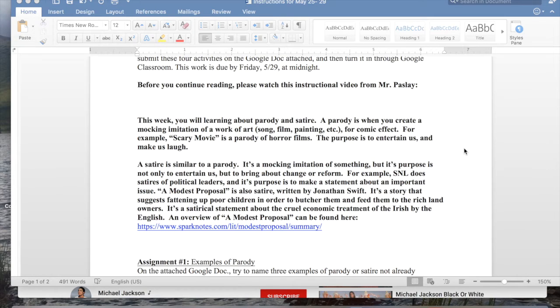Now, there's a famous satire by a writer named Jonathan Swift. It's called A Modest Proposal. It's a story that suggests for the people of Ireland to take the poor children and to feed them and to fatten them up so that they can be sent to the meat butchers and they can be fed to the rich landowners. It's obviously not true, but it was a satire written to make a statement about the cruel economic treatment of the Irish by the English, and this was simply making a statement.